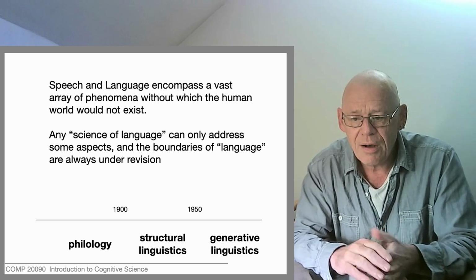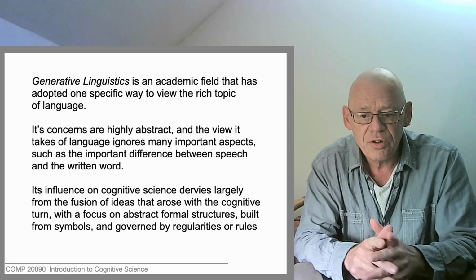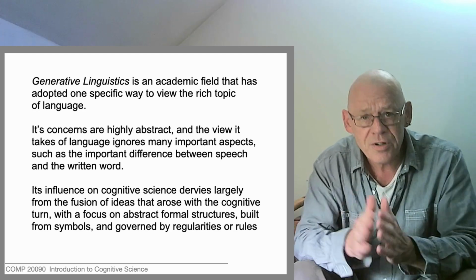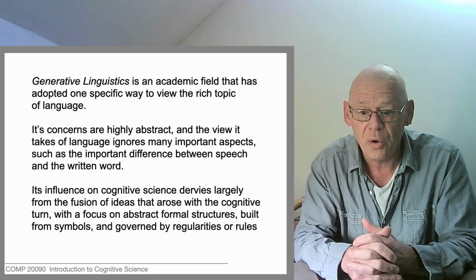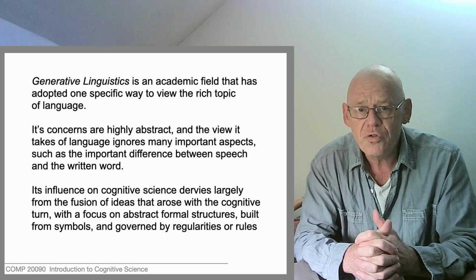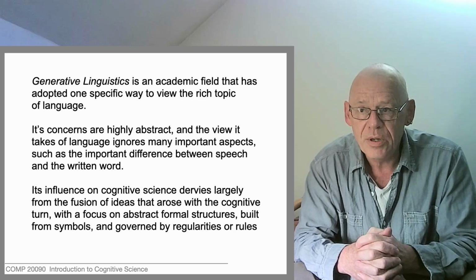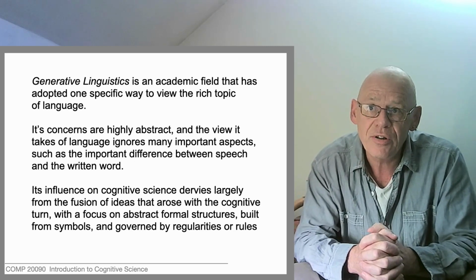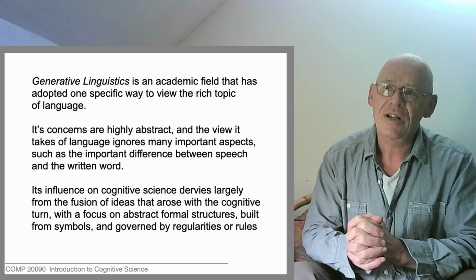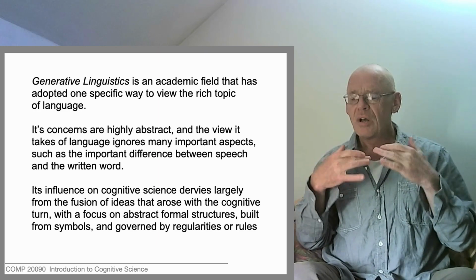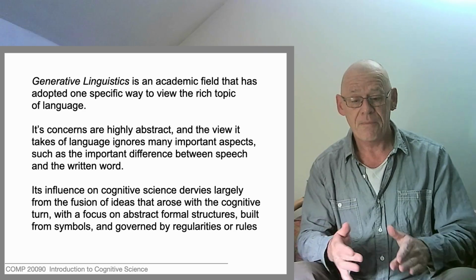But we'll just have a little look at the earlier ones, because generative linguistics, which we're concerned with, is of its time. It's particular to the second half of the 20th century and ongoing. And it's chosen one way to view language. It's a very abstract way of viewing language. And the manner in which it approaches language, for example, ignores the distinction between speech and writing. It considers language as an abstract system that underlies both speech and writing.